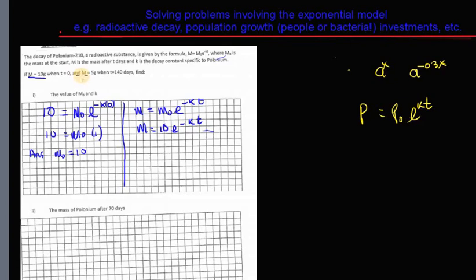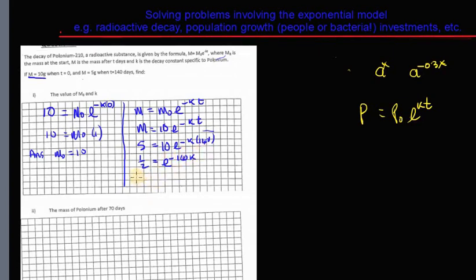So we're given this piece of information as well, that the mass is equal to 5 grams. So 5 is equal to 10 e to the minus K by 140, when t is equal to 140. Divide both sides by 10. I'm going to get 5 divided by 10 as a half. So a half is equal to e to the power of minus 140 K.